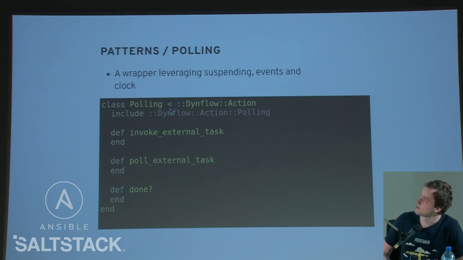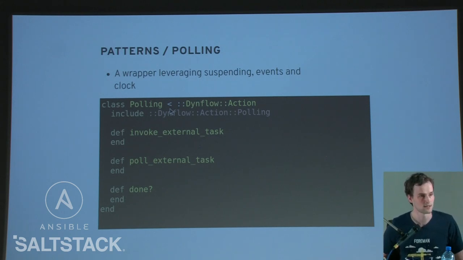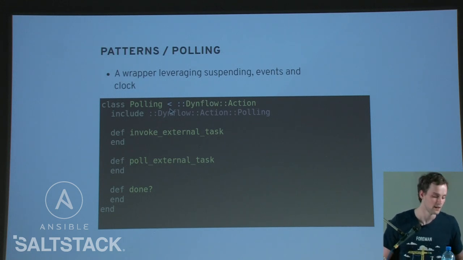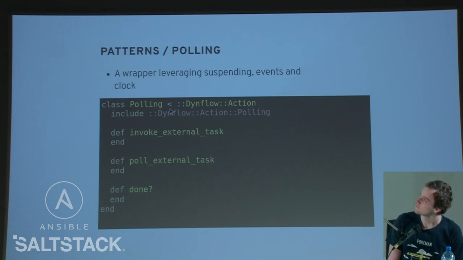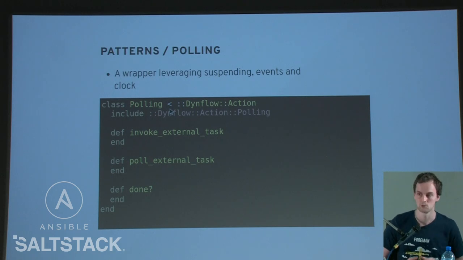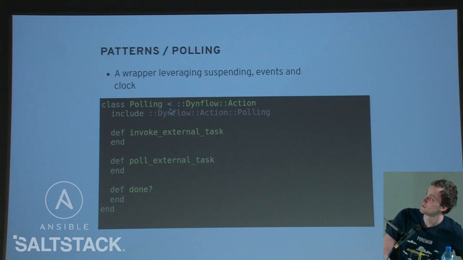And then there's the done method, which actually takes the data from pull external task. It's handled by you. The done method should not do additional polling. And it's used to determine if we're done or not, and if we should keep polling more or not. There are several additional methods that you can define, which will fine-tune the behavior of this. You can override the interval in which it polls. You can limit the number of polls and everything.